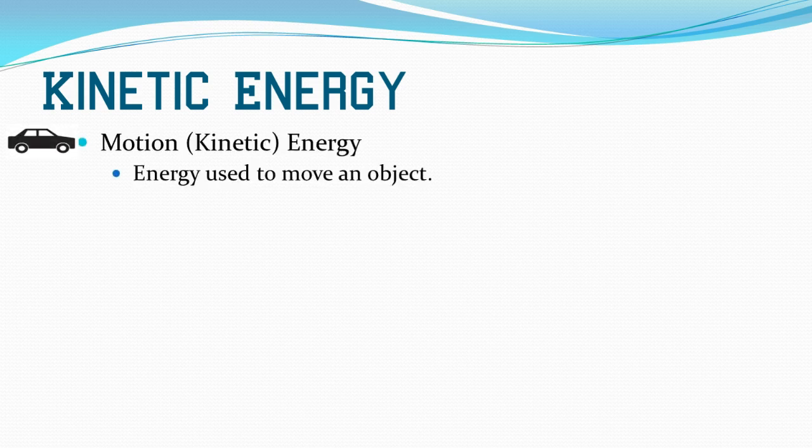Potential energy is how the energy is stored. Kinetic energy is how the energy is used. This is energy in motion. Kinetic motion energy is when an object is moving. After you let go of a rubber band, it shoots through the air. It's using motion, kinetic energy.